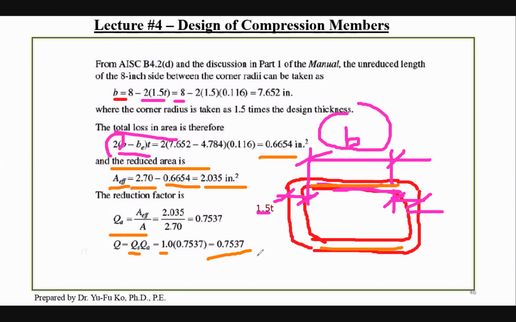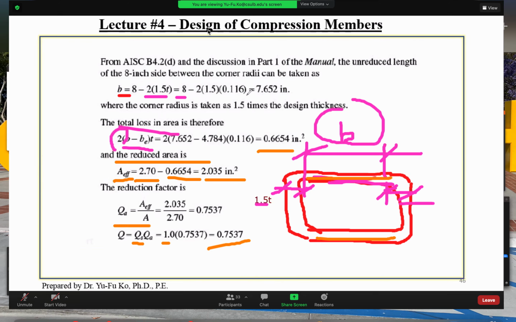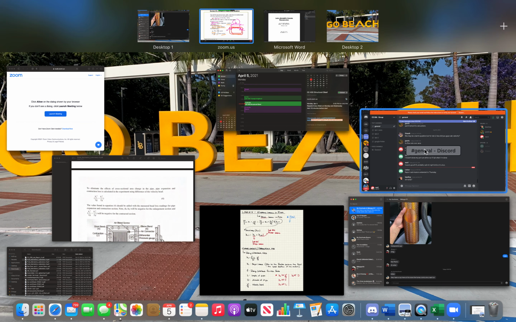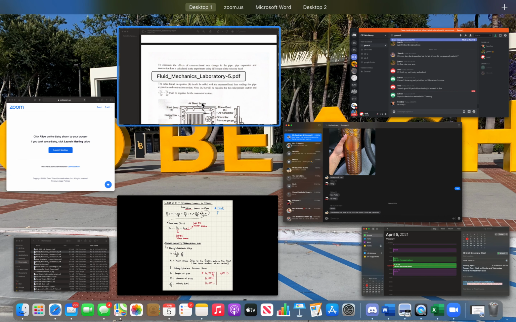Comments? I have a question on the BE. Go ahead. So the design thickness, is it always going to be 0.93 times the nominal thickness, only for HSS, right? Yes. Good question, Lin.